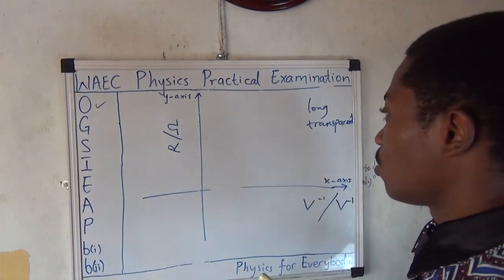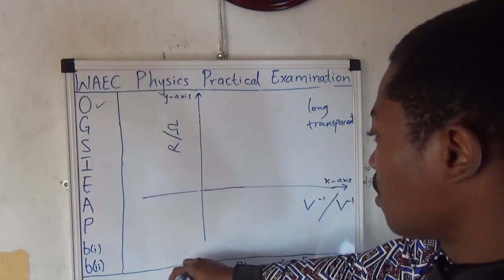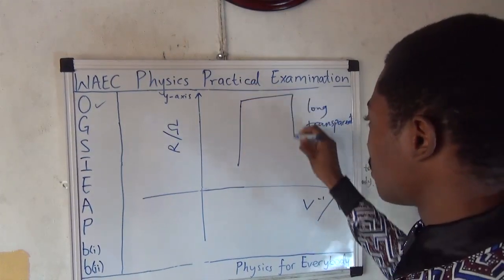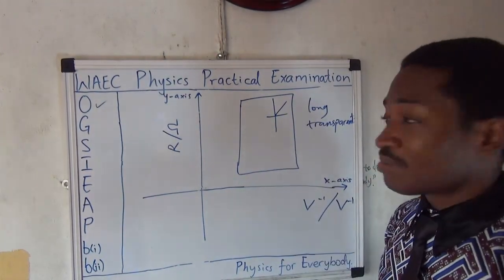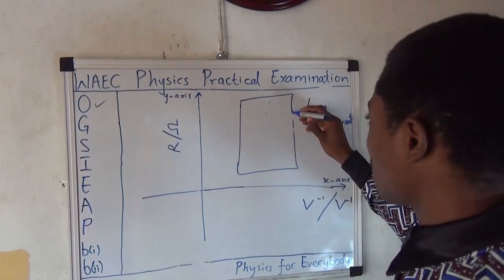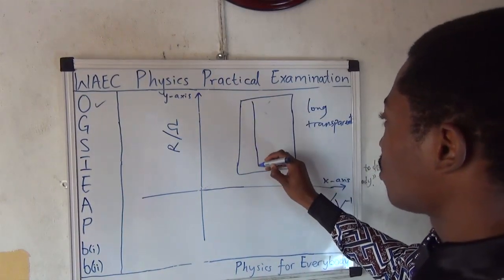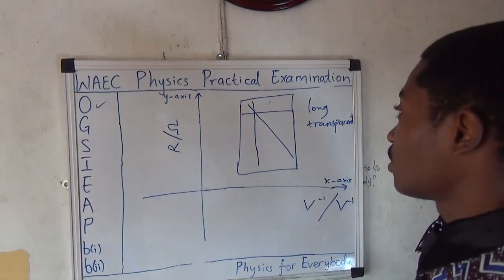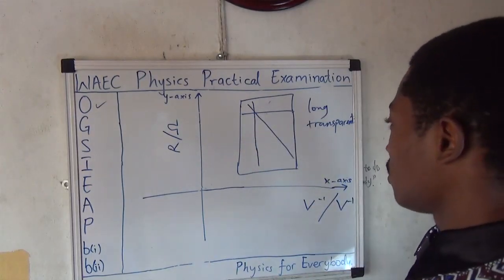Also, your graph must be big enough. Let's assume this is the graph paper. Your graph must be as big as this. If this is your graph paper, and you plot your graph like this, this is very bad. Your graph must cover most part of your graph paper, at least 2/3 of your graph paper. Your graph would look like this. And then you draw a line of best fit. Okay? This is your y-axis, this is your x-axis. This is a good way of drawing it.